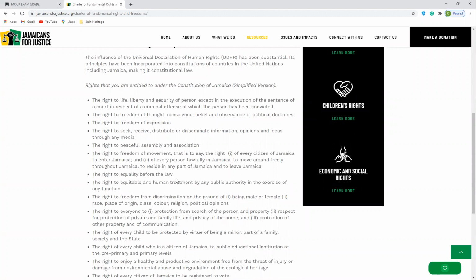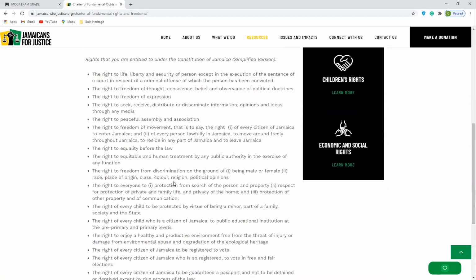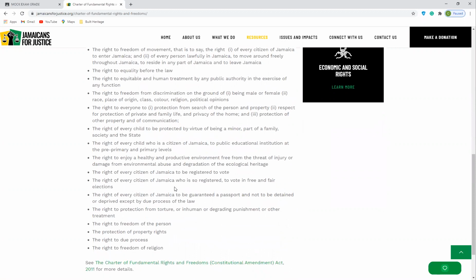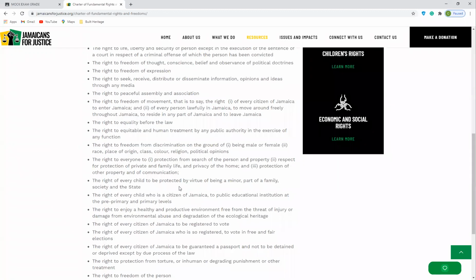So that is one. The next one is, so we spoke about this and the right to vote. The right to vote is important. This one is a little challenging here, about public educational institution at the pre-primary and primary level. Because basically what they are saying is that you don't have a right for secondary and university education.